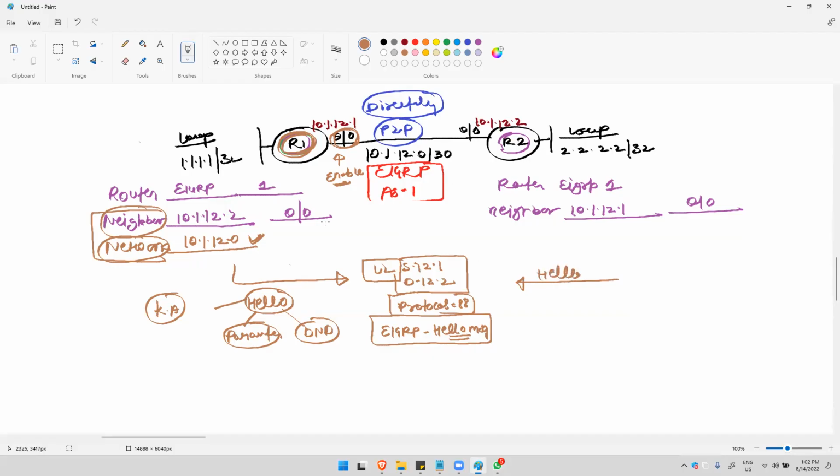If the parameters match, then they form a neighborship. Keepalive only verifies the status: neighbor is up or neighbor is down. DND means dynamic neighbor discovery, which we will discuss later. But unicast is clear.